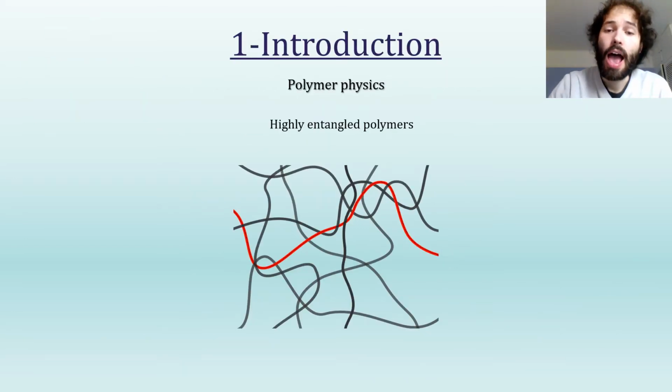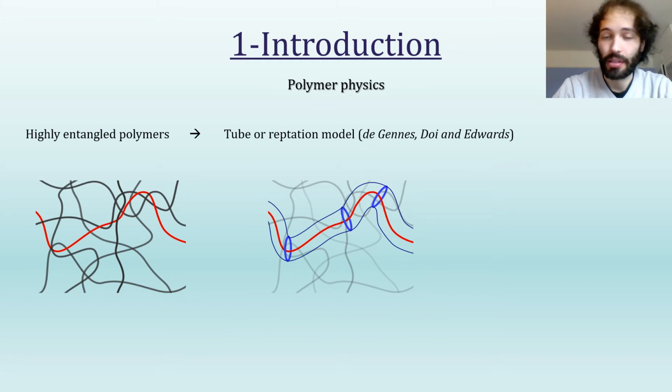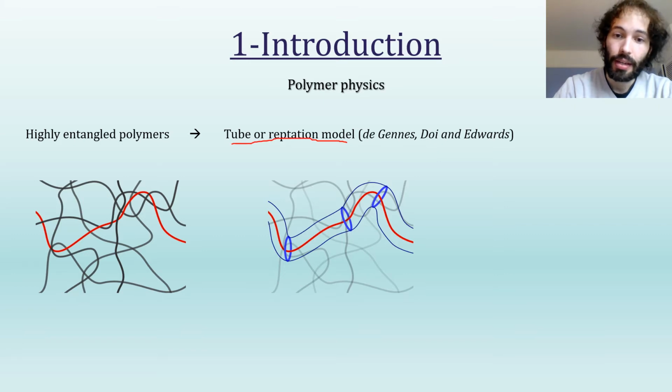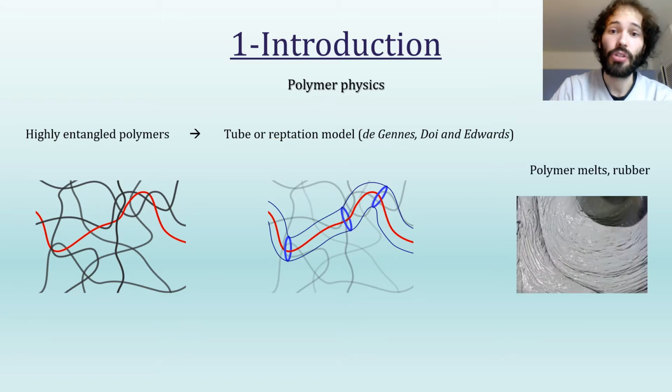On the one hand, our theory relies on the physics of linear entangled polymers. And the model that best describes the physical behavior of such systems is the reptation or tube theory. This is a concept originally introduced by de Gennes and later developed in more detail by Doi and Edwards. This model has been useful in describing the physics of polymer melts, gels, or rubbers.